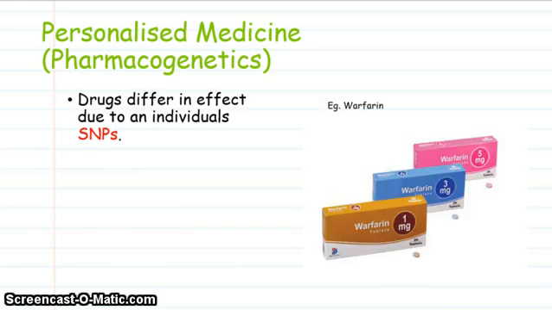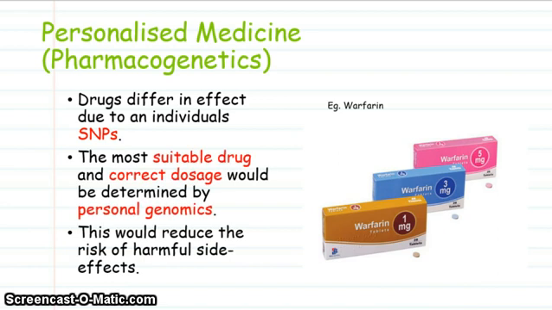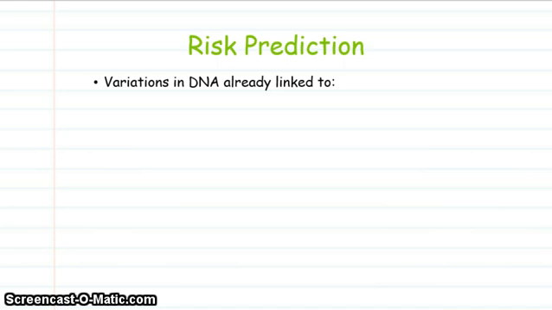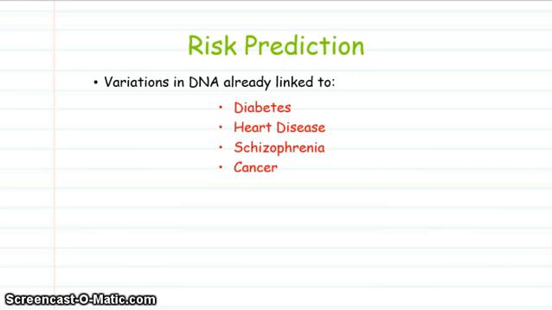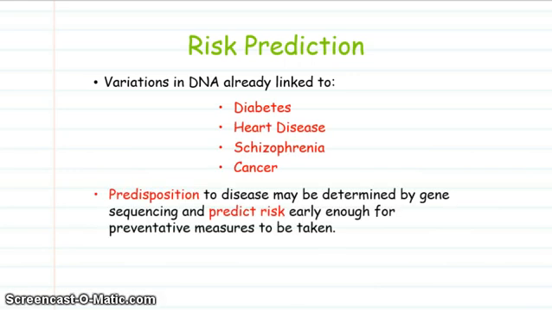Various people may react differently to different drugs, and to reduce the possibility of side effects, personal genomics could be used to determine which medicines are the best for individual patients. Of course, it could also be used for determining risk prediction to see if you're going to be susceptible to any of these disorders and others, and to determine whether people are going to be predisposed to certain genetic disorders or diseases in the future.